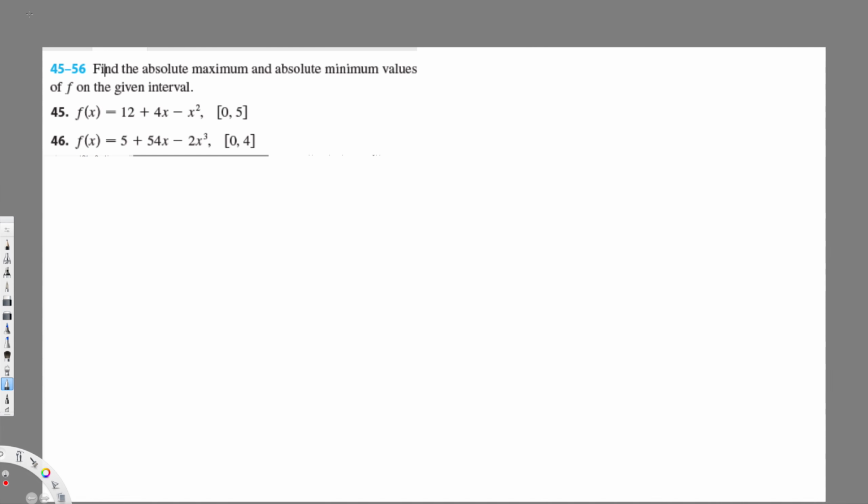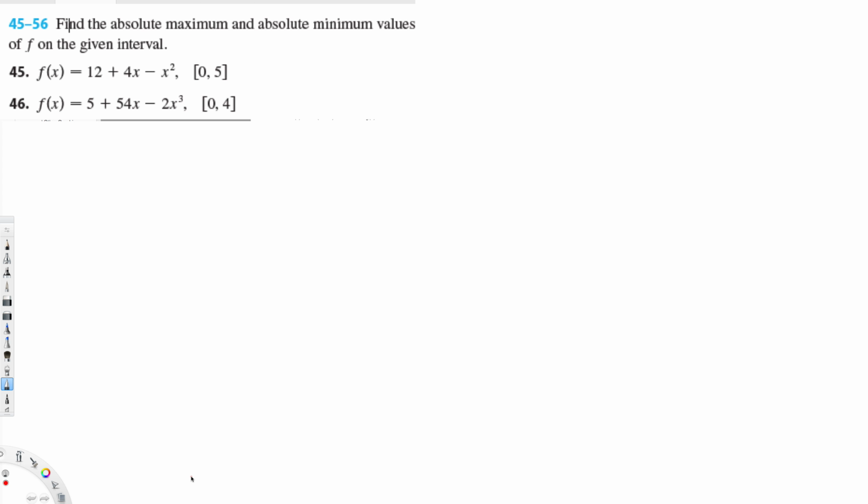What's going on, guys? We have this question right here. It's asking us to find the absolute maximum and absolute minimum values of f on the given interval. So let's see how we can find it. The first thing is we have to find the critical numbers. Let's begin with the 45th question.